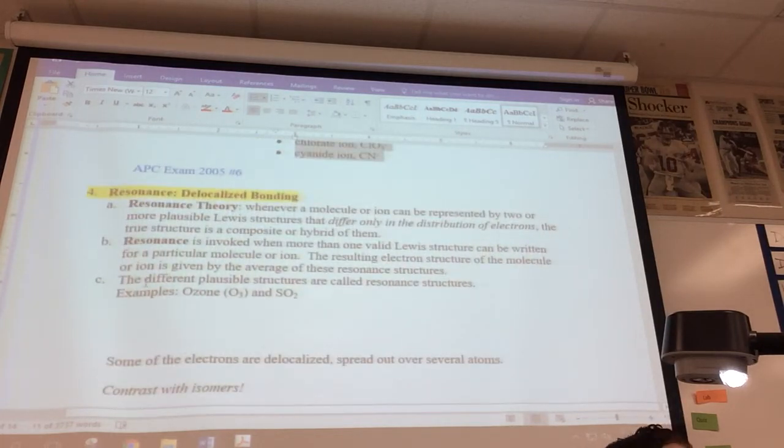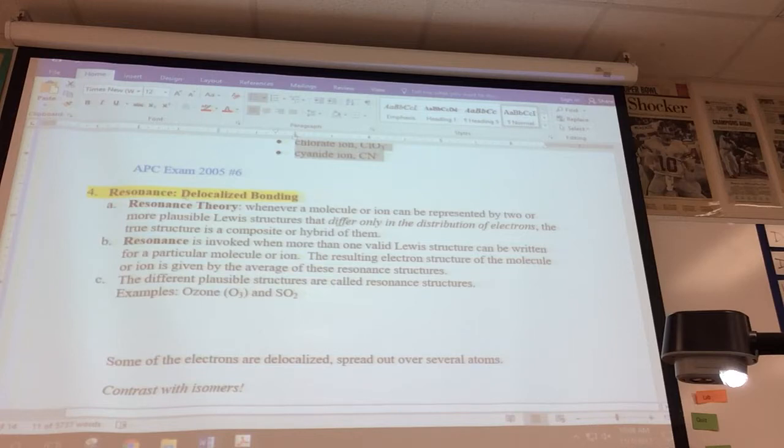Let's take a look at resonance, and then we'll take a short break. Resonance is very tricky. It's something that is listed in the AP or in the honors curriculum, but it is such a tricky concept. I don't even teach it anymore at the honors level because I know how much AP struggles with it.